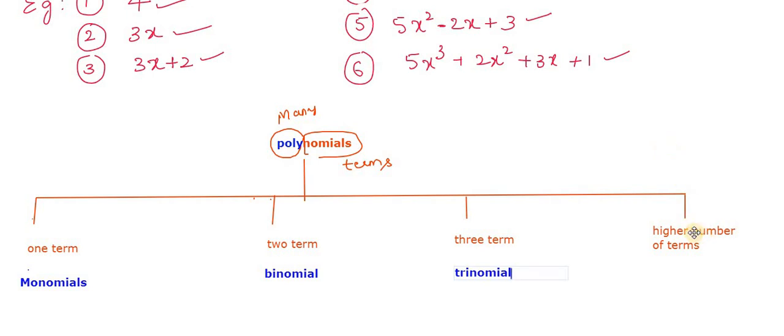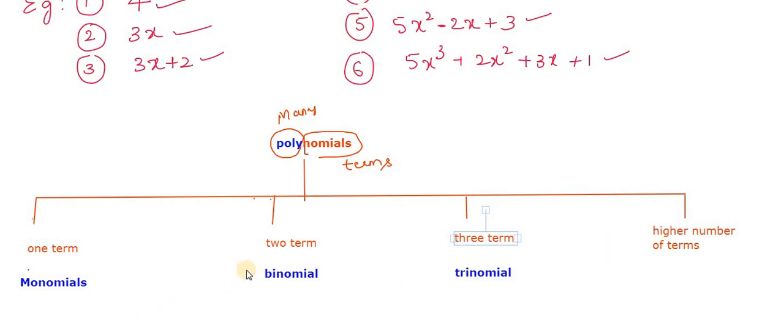So that misconception, that an algebraic expression with more than three terms is known as a polynomial, is wrong. Even an algebraic expression with a single term is a polynomial. Two terms also come under polynomial. Three terms is also a polynomial, and more than three terms is also a polynomial.